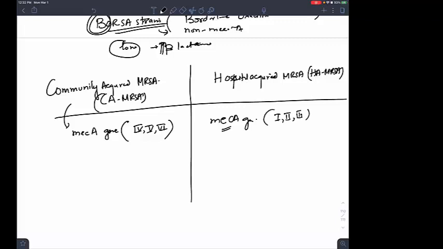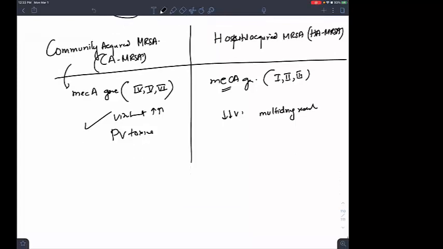Which is more virulent? The community acquired is more virulent. It can express toxins. Do we know the PV toxin, Panton-Valentine toxin? Yes, it can produce that. The hospital acquired virulence is low, but it is multi-drug resistant, with resistance to multiple drugs.